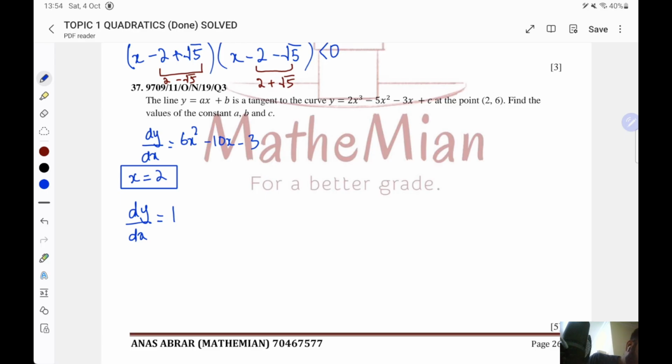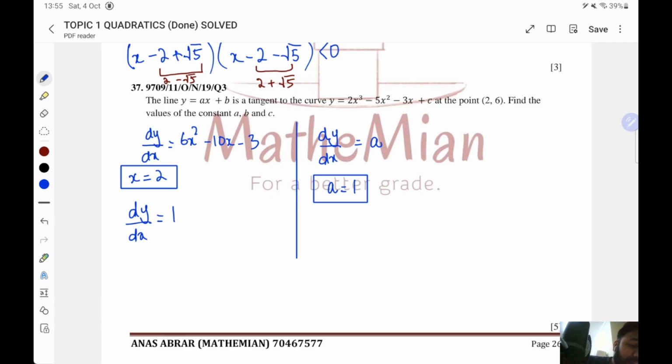Let's find dy by dx for the other one. The gradient has to be the same for both of them. If I find dy by dx for the other one, it will be a. So it means the value of a is 1, because the line and the curve are tangent to each other. So the gradient at that specific point is going to be the same for both of them. That's simple, we found the value of a.